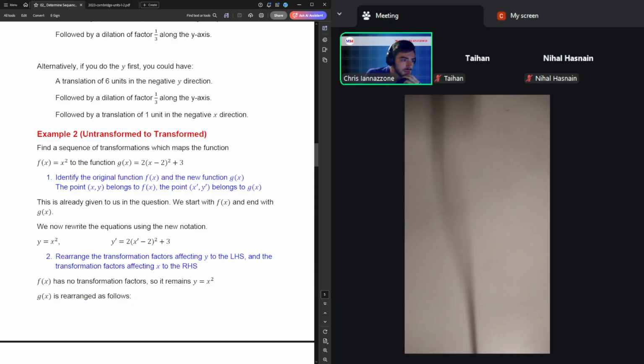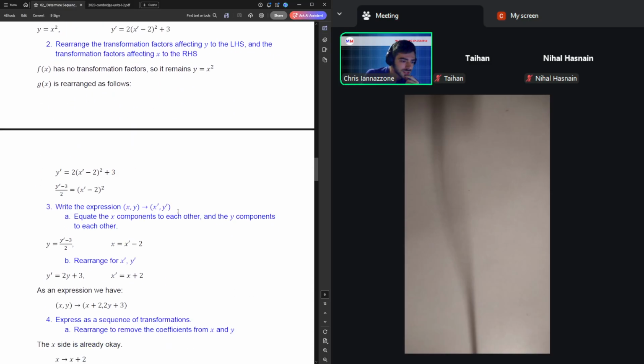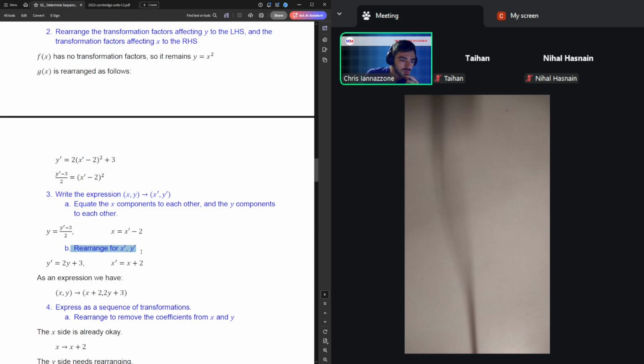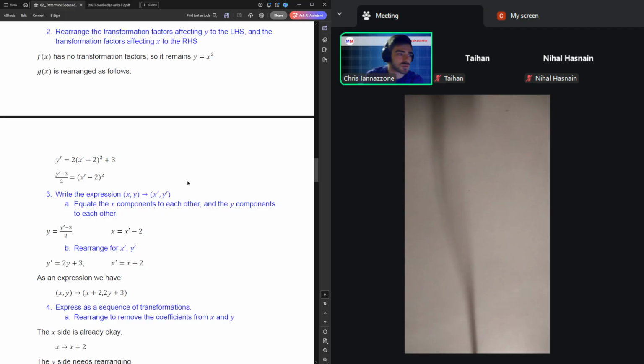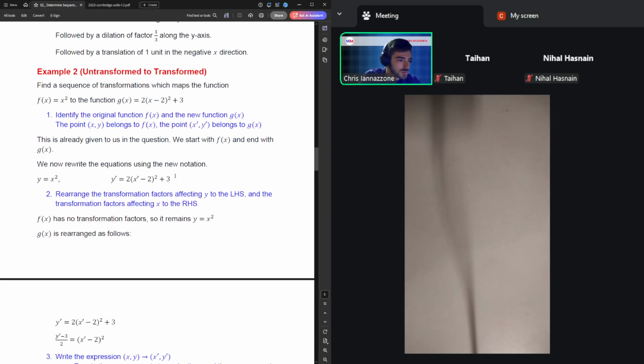Okay, so when you've got untransformed to transformed, again, you're still following the exact same procedure. The only reason this one is in here is because I wanted to show you that when you get to the stage of doing that whole rearrange for x dash y dash, well, suddenly we actually do have to follow that up. Whereas if you remember previously, it was kind of already rearranged for us. Why is that the case?